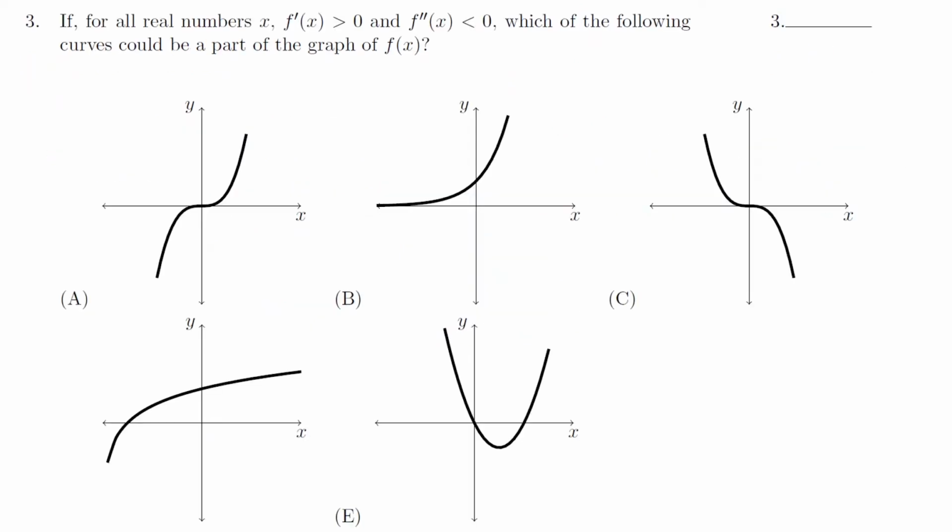Moving on. If for all real numbers f prime of x is greater than 0 and f double prime of x is less than 0, which of the following curves could be part of f of x? It's actually pretty simple, despite the fact that it's kind of complicated. We know that f prime of x is greater than 0, therefore it always has to be increasing, and it has to be concave downwards. So it is D.